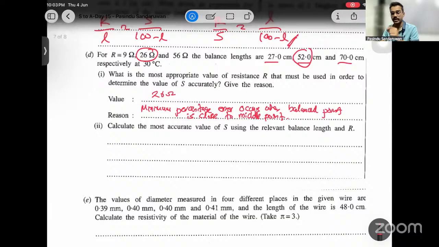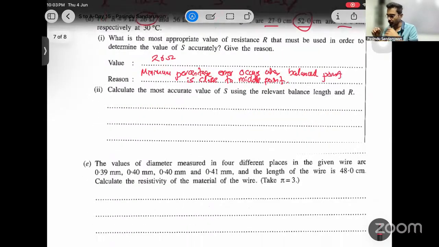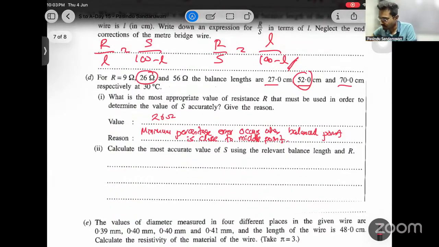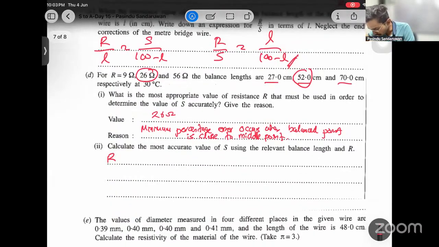Remember this, because the potentiometer and meter bridge are two comparative instruments. In the potentiometer also it is the same. To calculate the most accurate value of S using the relevant balance length and R, we know R over S equals L over 100 minus L.